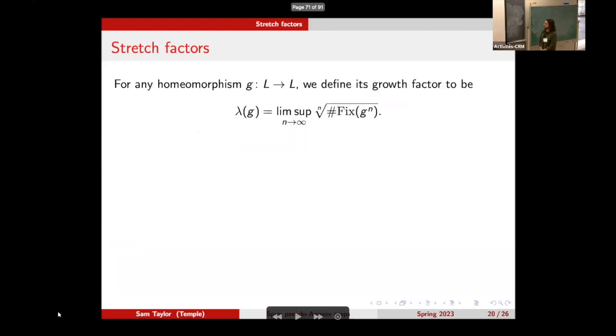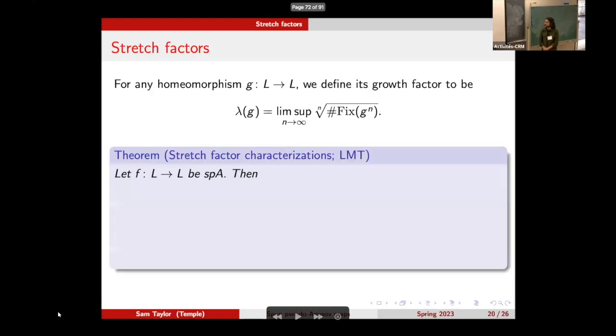Okay. So for any map, I could produce what I'm going to call its growth rate. So what is the growth rate? I'm just going to look at fixed points of powers. I'm going to count the number of fixed points of powers and consider its exponential growth rate. So here, Fix(g^n) is just the point set of the nth power of g.